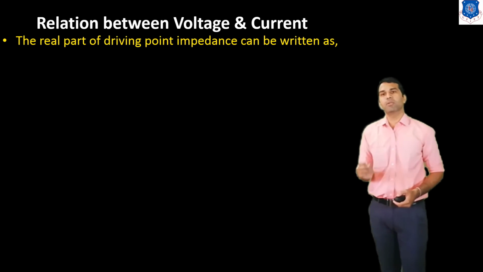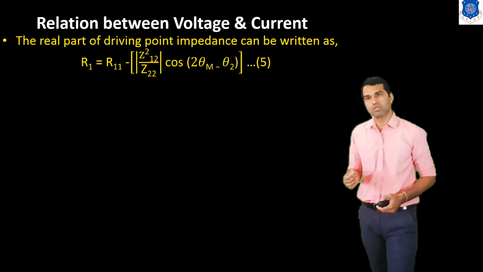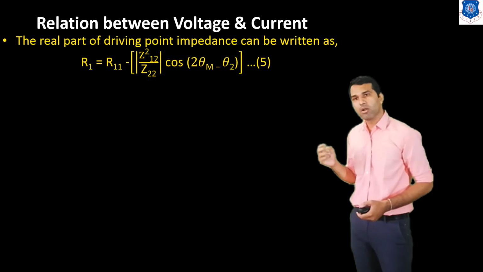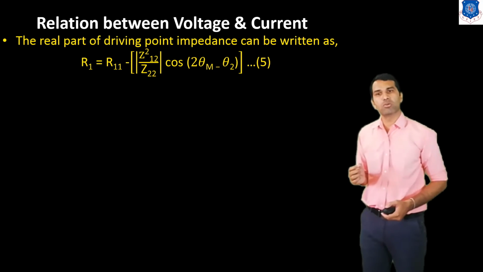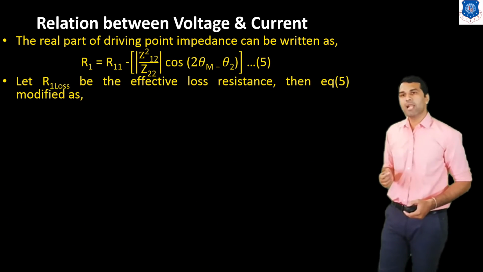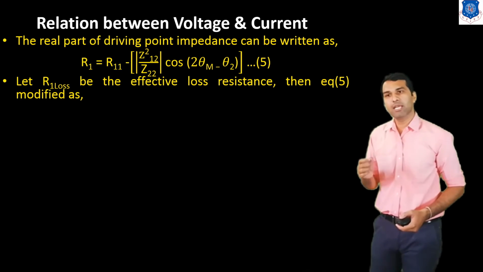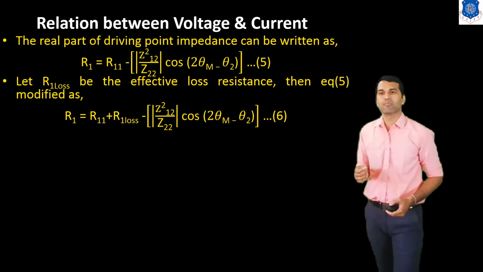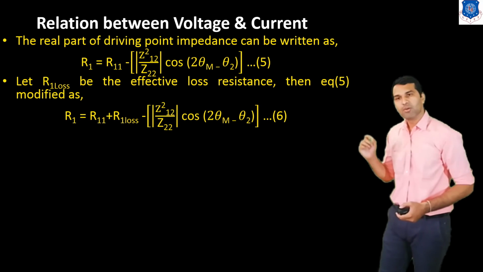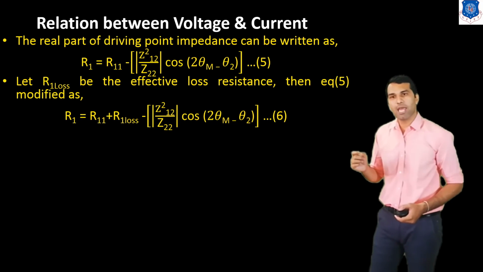Now the real part of the driving point impedance can be written as R1 equals R11 minus Z12 square upon Z22 cos 2 theta m minus theta 2. Let R1 loss be the effective loss resistance. Then equation number 5 is modified as R1 equals R11 plus R1 loss minus Z12 square upon Z22 cos 2 theta m minus theta 2.